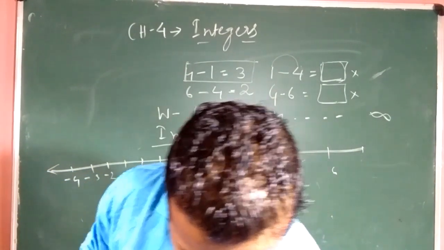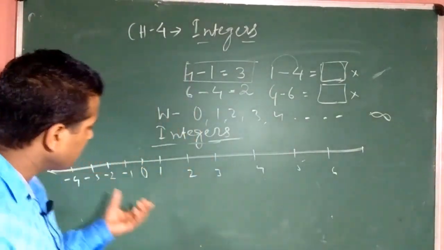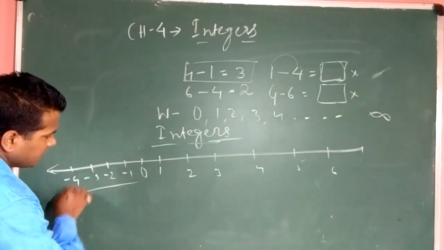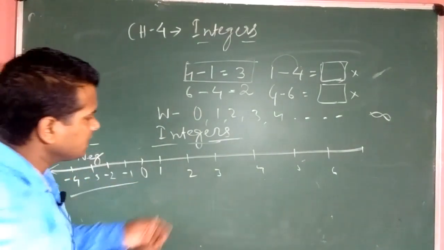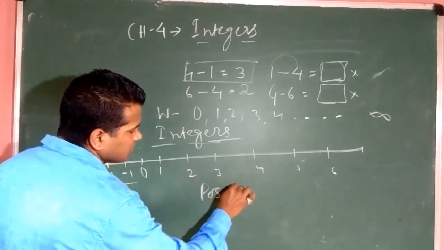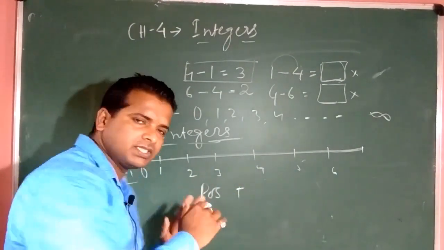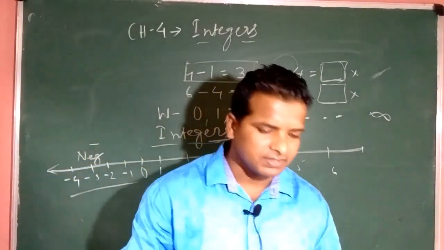This side is called negative integers. Negative means minus. This side is called positive integers. Positive means plus. When you combine them, it is called integers. Okay.